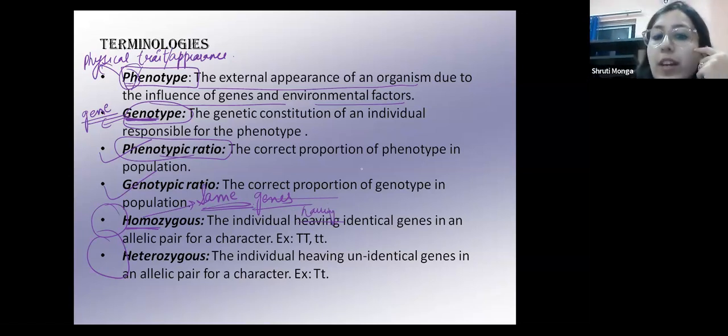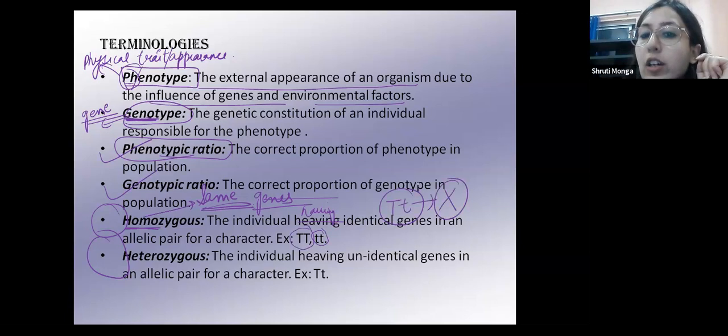So the organism, the individuals which are having identical genes. Identical genes means, for example, it is written capital T, capital T. So both are same. Or you can write it like small t, small t. If you are writing it like capital T and small t, this condition is not homozygous, because one is written in capital form, other is written in small letter form, right? So homozygous condition means the individual which has identical genes in an allelic pair.